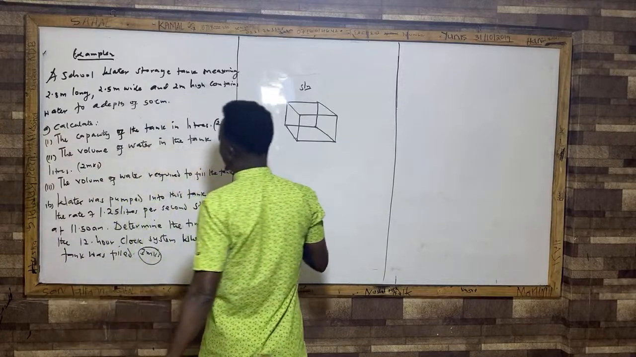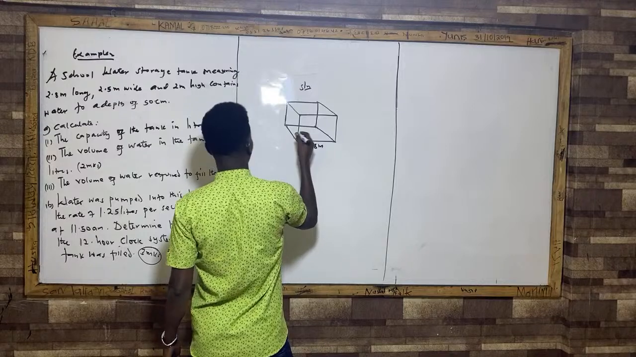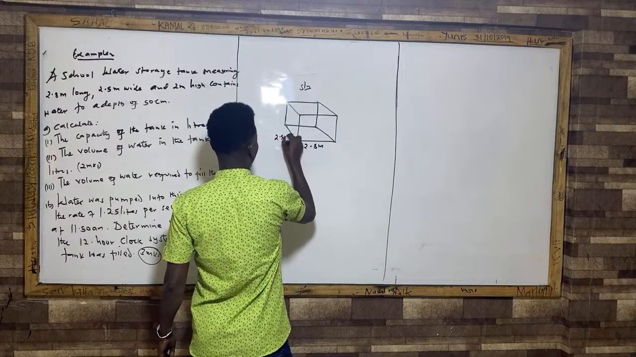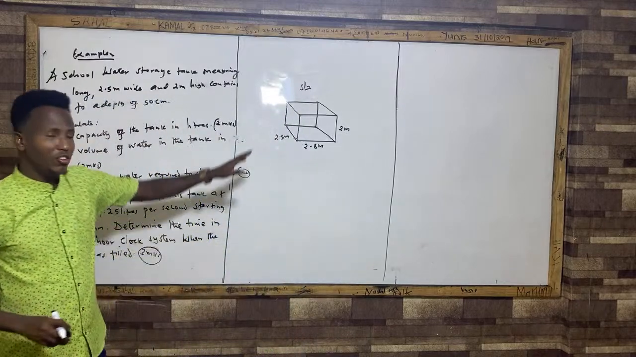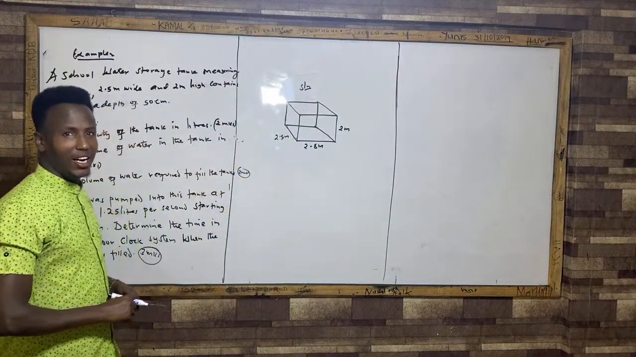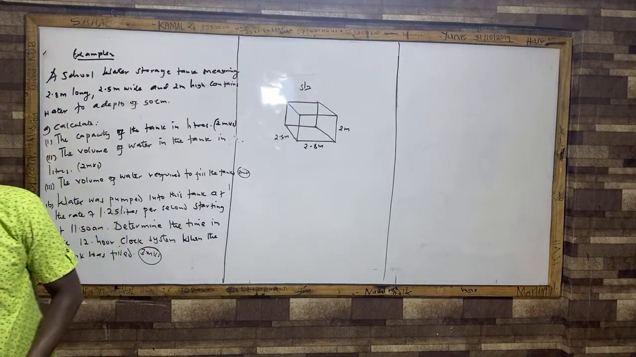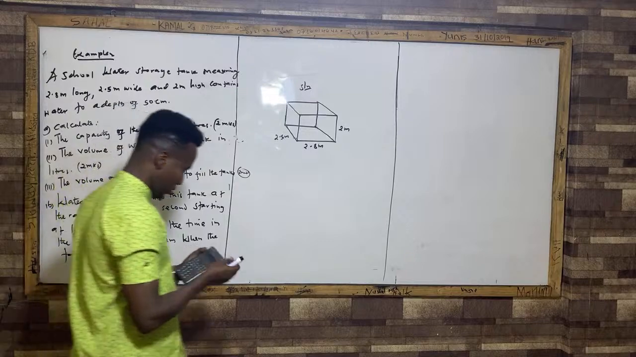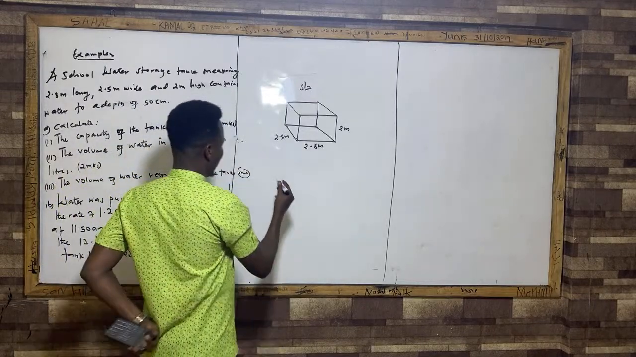So you're told it is 2.8 meters long, then wide is what? 2.5 meters, and the height is what? 2 meters. So this is three-dimensional, just understand. We can get the volume. We will start with volume. Let's get the volume of the tank.